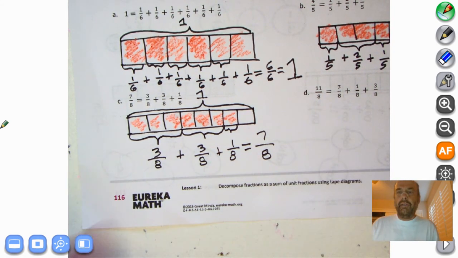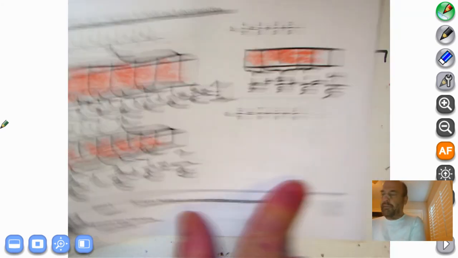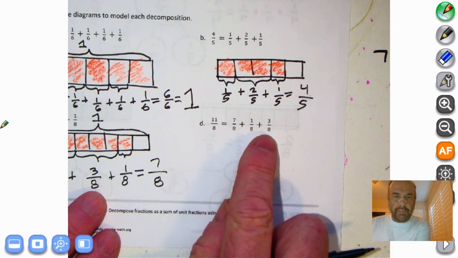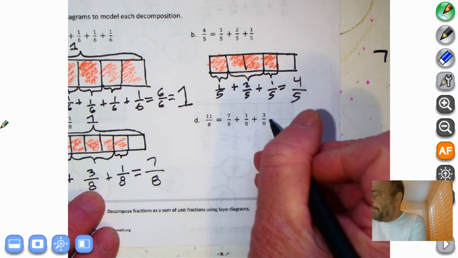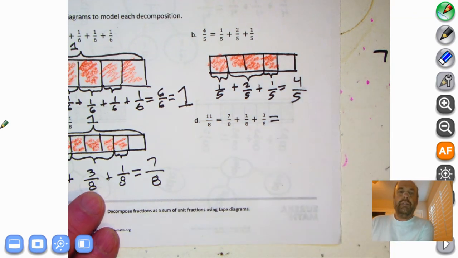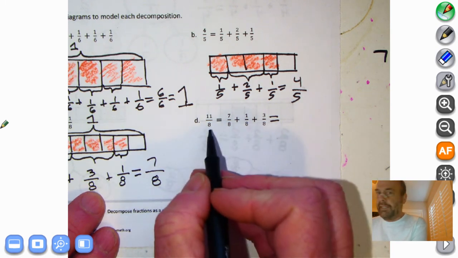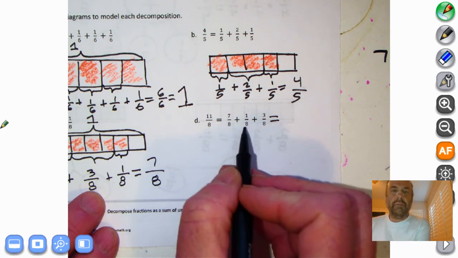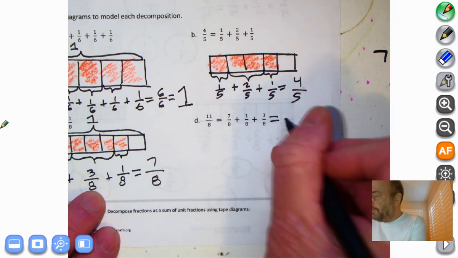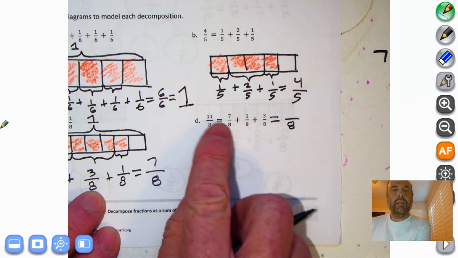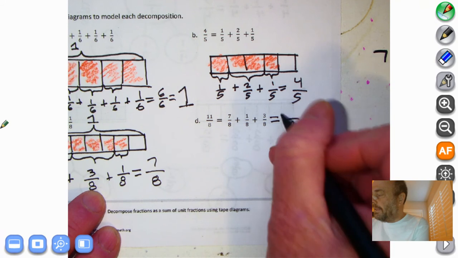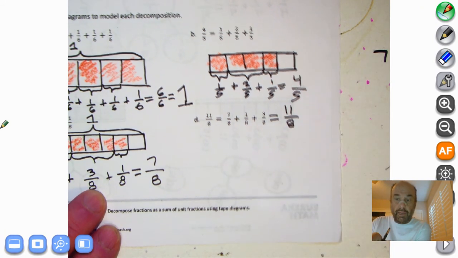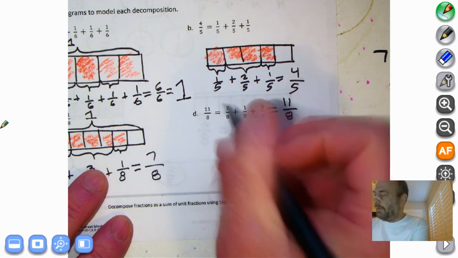All right, here's where you're going to fly on your own. Don't make the tape diagram. What I want you to do is just add those numerators, keep the denominator the same, and see what you get. Welcome back. So you saw it was 11/8 equals 7/8 plus 1/8 plus 3/8. We go 7 plus 1 is 8, plus 3 is 11, and we get 11/8. I'd like to do another one on your own, because that one was kind of a gimme. We had the answer there.